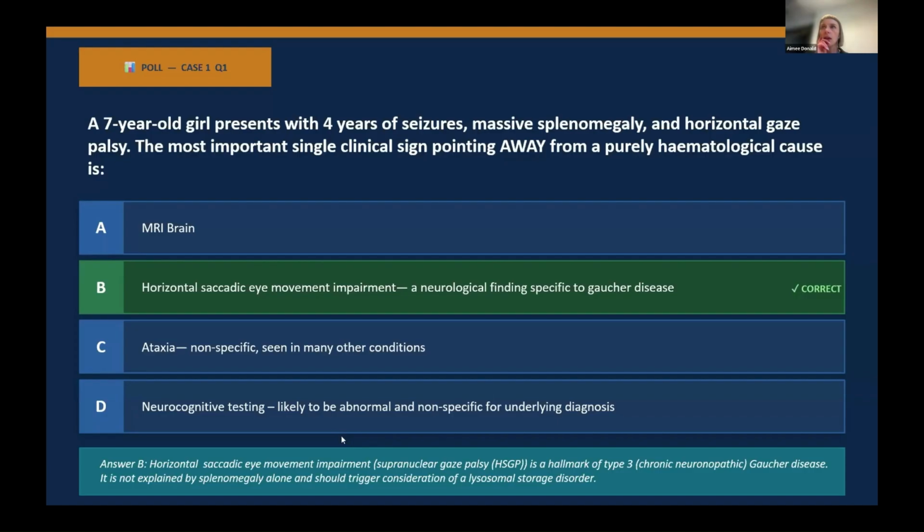And here we're thinking, okay, what's going to help us direct our investigations further? And what we really need to remember is that this horizontal saccadic eye movement defect is one of the most specific associations that we see in neuronopathic Gaucher disease. So it's something that you want to be able to recognize, and you want to know how to examine for when you see a child with this kind of complexity in your clinic.